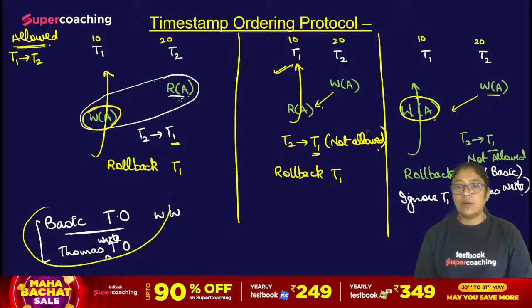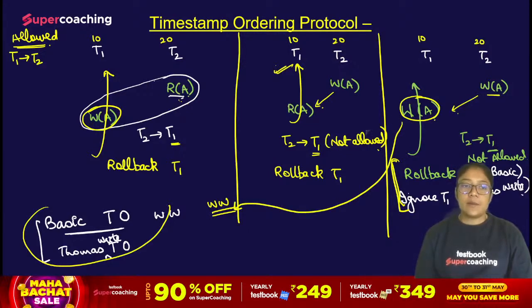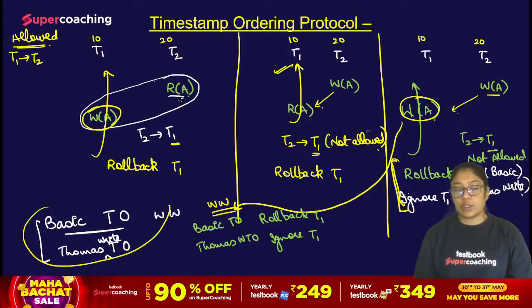I have written the difference here. The difference is only and only in this case. Let me write here what I had said. Under the WW conflict scenario, if it's the basic timestamp ordering protocol, then roll back the operations of T1. If it's the Thomas write timestamp ordering protocol, then in that case simply ignore T1 and continue with the remaining operations of the transaction. Make sense?